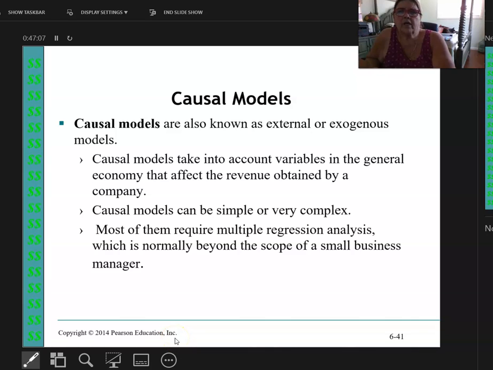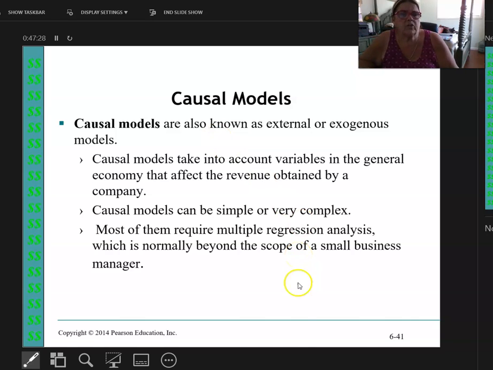And last, we're going to look at causal models. These are models that basically are external, and they can either be simple or complex. It just depends on how you want to do them. And I'm not going to show you really great examples of all of them, but basically these are often used also.